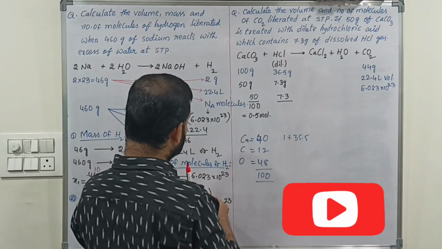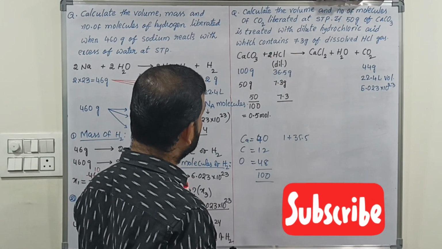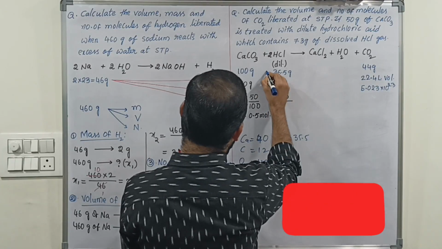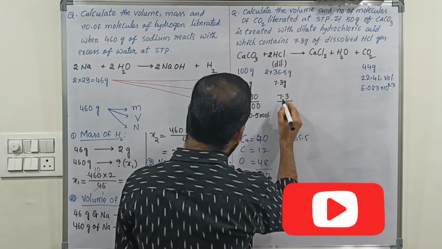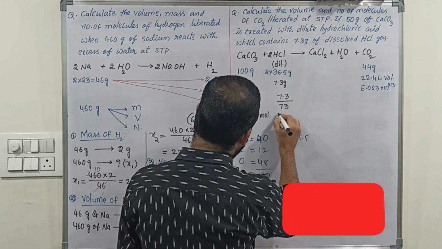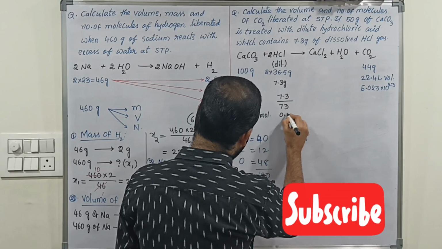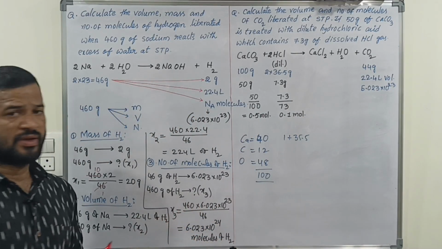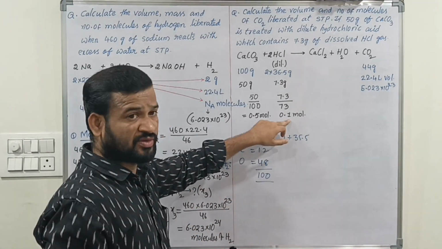Here, is this equation balanced? No. So we have to take 2 moles of HCl. I forgot, sorry. 2 moles of HCl, so you should take 2 into 36.5. So that is 7.3 by 73, which gives 0.1 mole. Understand? Here 0.5 mole of calcium carbonate, and 0.1 mole of HCl.